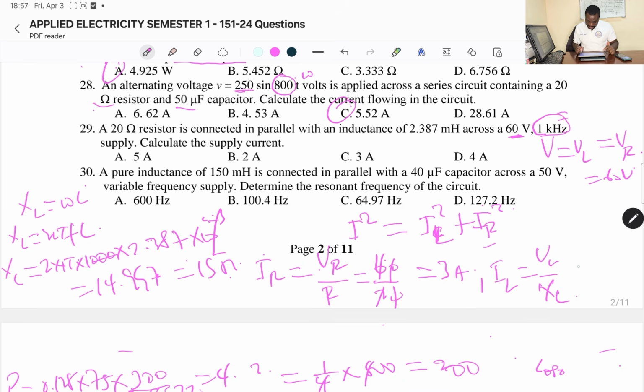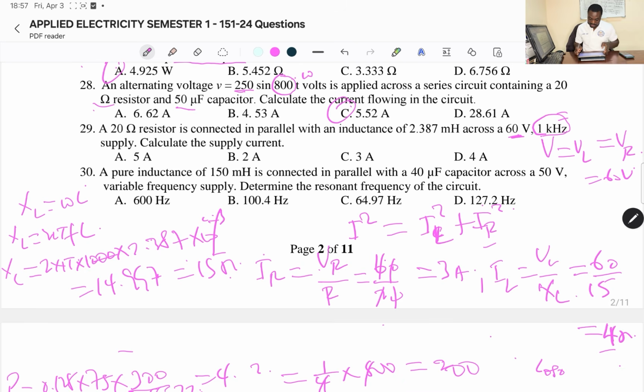Now that we have this, I can take the voltage across the inductor, which is the same as the voltage supply, and that is 60. So 60 over 15 will give me 4, right? 60 divided by 15 will give me 4 amps.